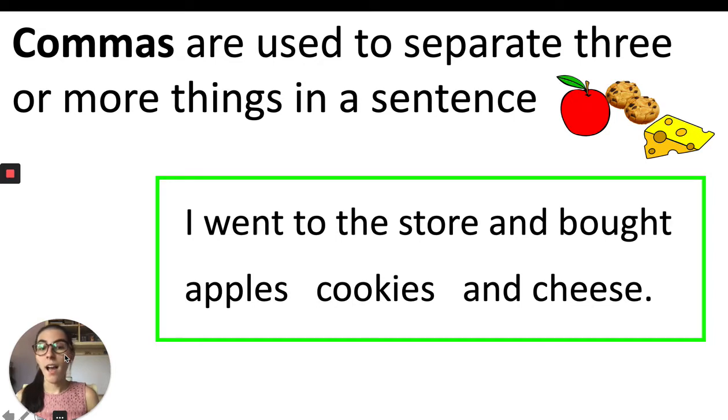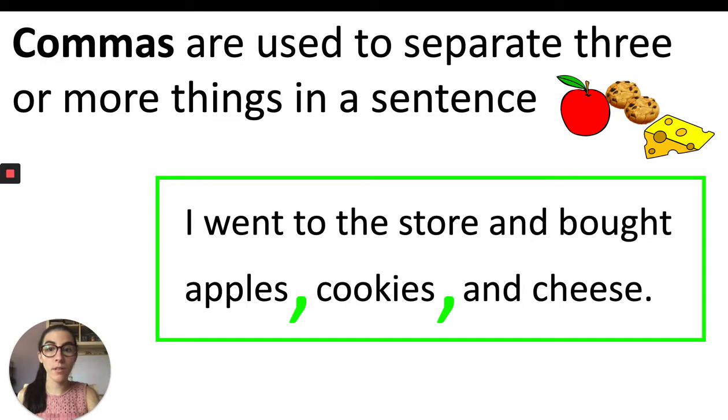It says, I went to the store and bought apples, cookies, and cheese. Oh, look, we listed 3 things in this sentence. So that means that we are going to place a comma right after each of those things. Let's see. I went to the store and bought apples, comma, cookies, comma, and cheese.